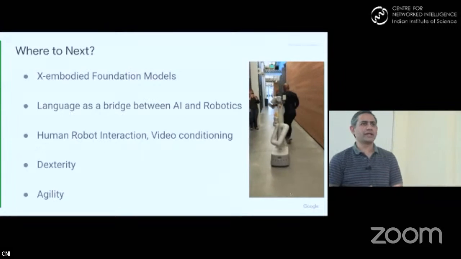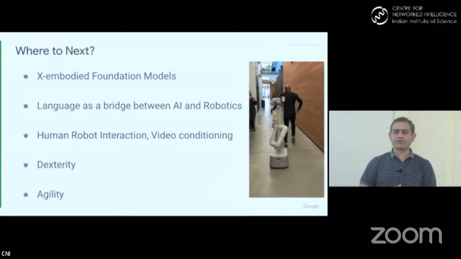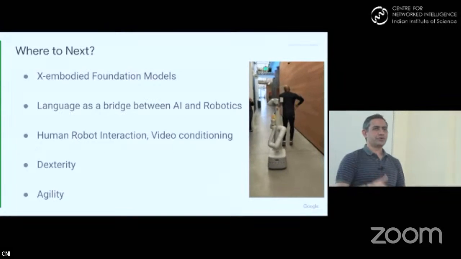Dexterity is another angle we're looking at. There's a setup called Aloha, a setup that we're using, based out of Stanford, and there's also Agility.